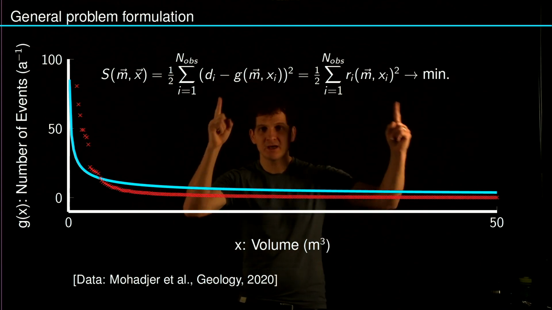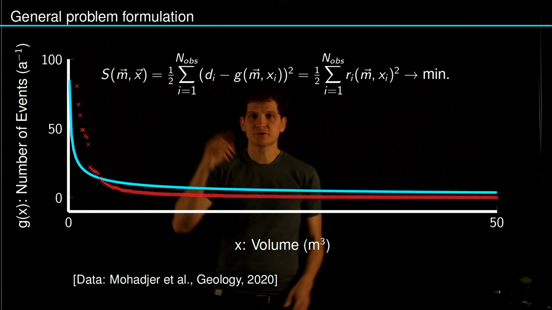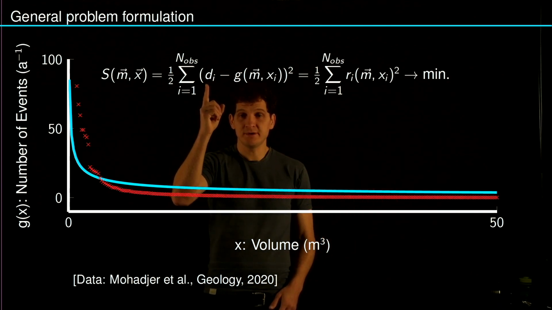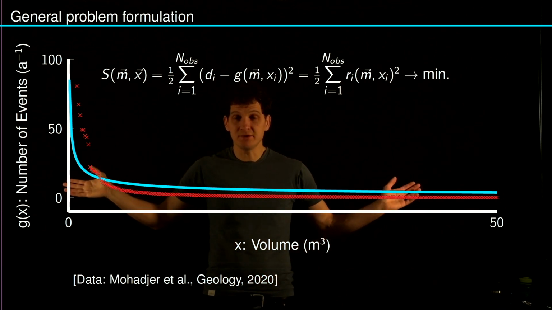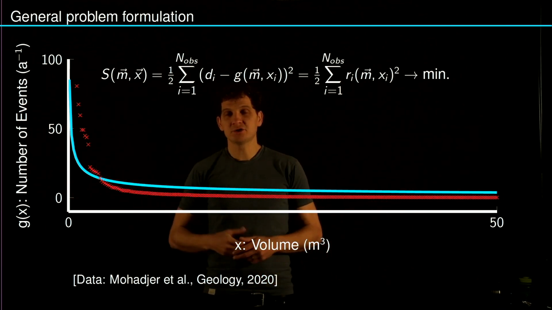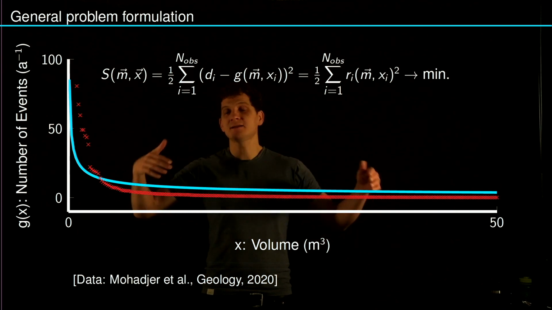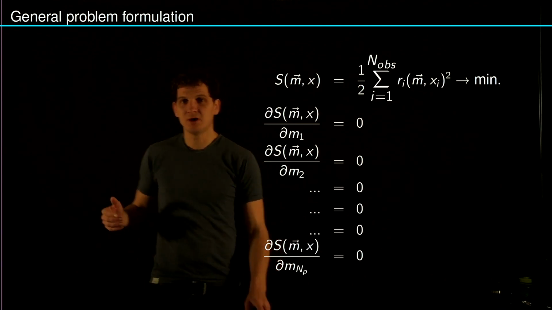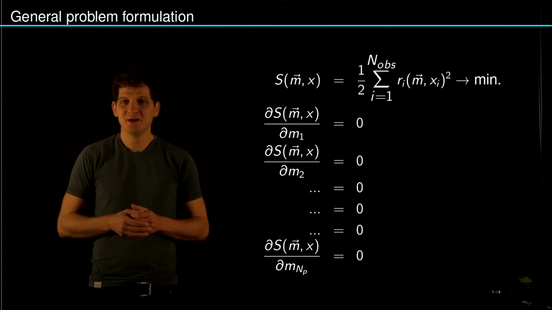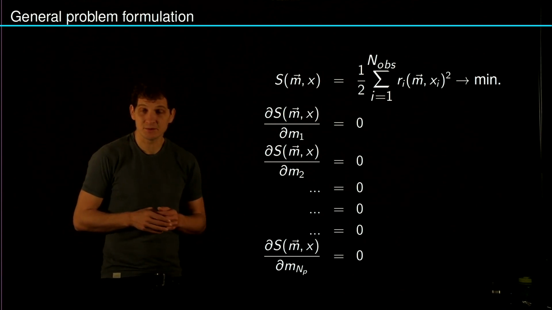We start by quantifying the misfit of our model prediction for a given model parameter vector and the observations, and we do this by calculating the squared residual between individual observation and individual prediction, and then we sum over all of the observations that we have. We call this function the cost function, and we would like this function to be as small as possible, because if S is small, then the misfit between model and observations is small, and that is what we're after.